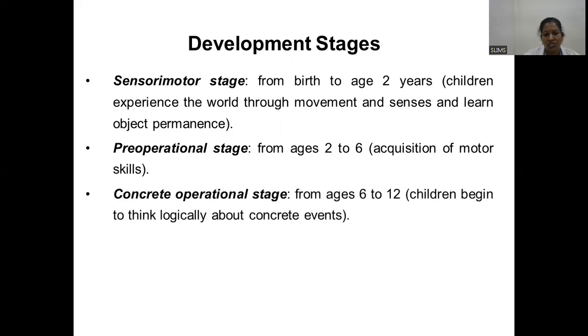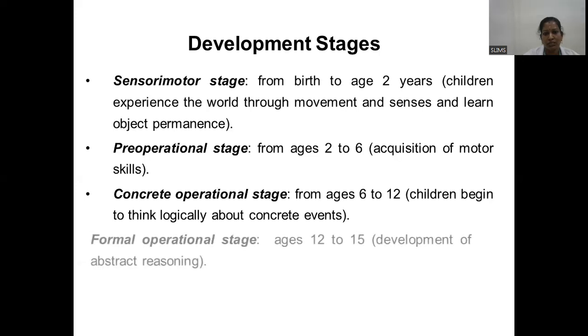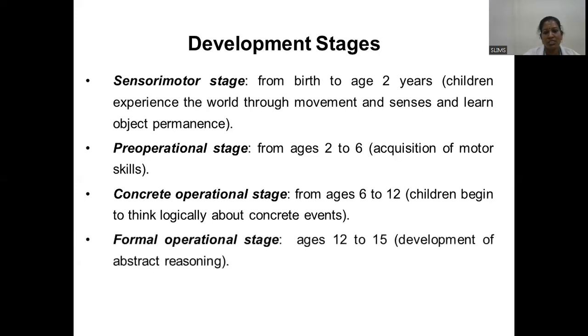Concrete operational stage, from ages 6 to 12 years, where children begin to think logically about concrete events. Formal operational stage, ages 12 to 15 years, that is the development of abstract reasoning.